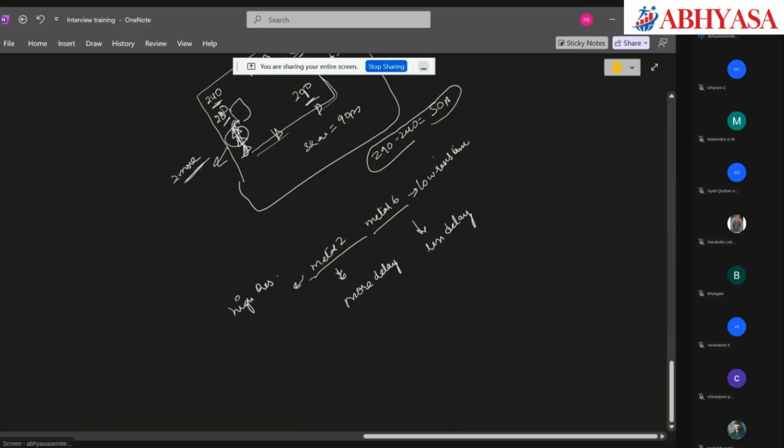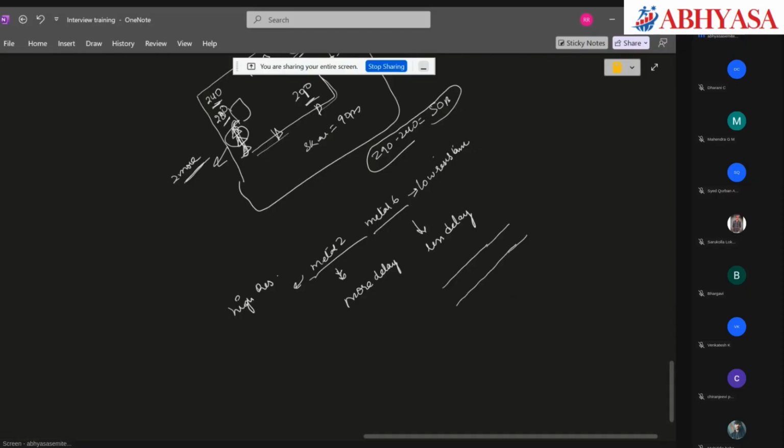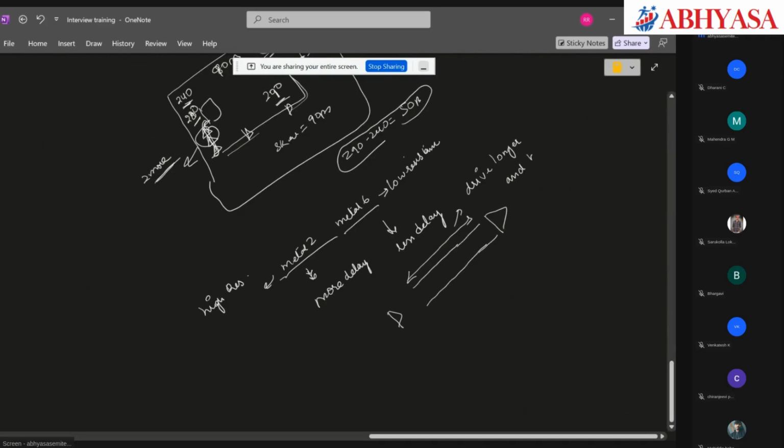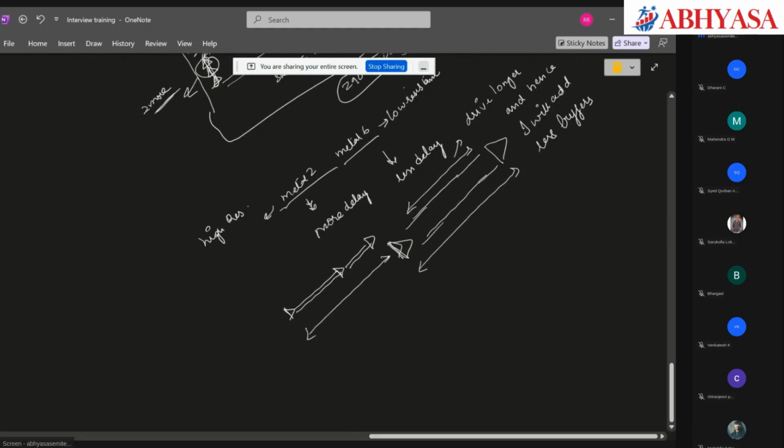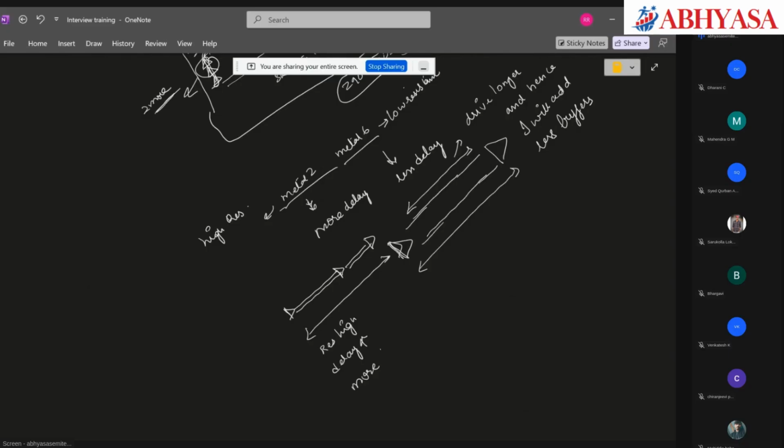Right? So definitely if I use metal 6 for my clock routing, I can drive longer. And hence I will add less buffers to my design. Right? If I'm using metal 6, the drivability of the net will be longer and I will add less buffers. Metal 2, it will be thin, so I have to add more buffers for the same distance. Resistance is high, delay is high, more buffers needed.